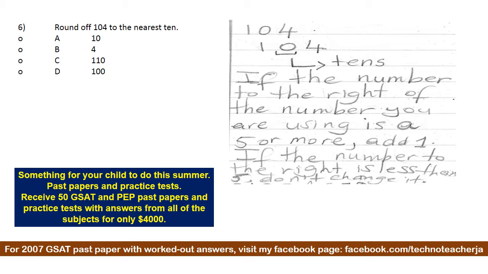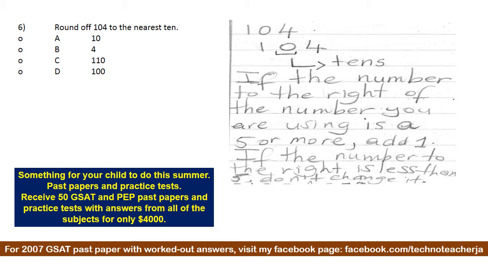Next, look to the next smaller number beside it, which is the number in the ones position. So underline the number in the tens position, and then look at the number in the ones position. If the number in the ones position is 5 or more, add 1 to the number in the tens position.